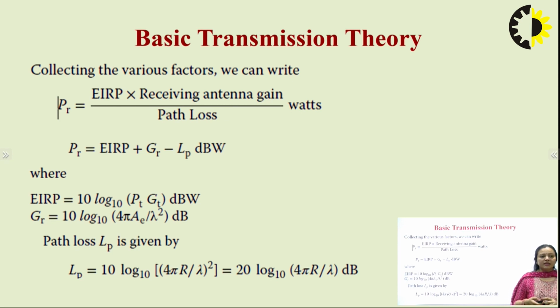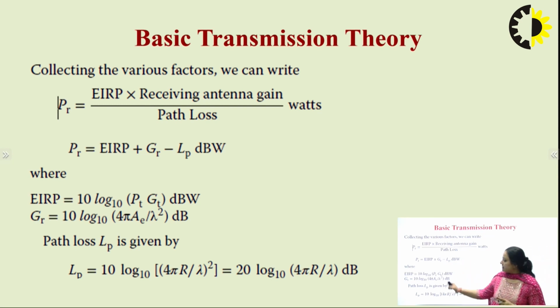Collecting the various factors, we can write PR as EIRP, that is PTGT, multiplied by the receiving antenna gain GR, divided by path loss. This expression, the link equation, was in watts. If I convert it into decibels, the received power in decibel watt will be EIRP plus the gain of the receiving antenna minus path loss. So this complete equation is now in decibel watt.